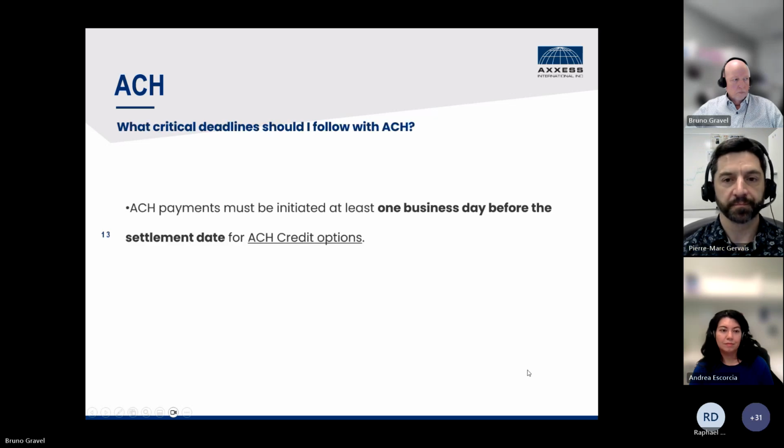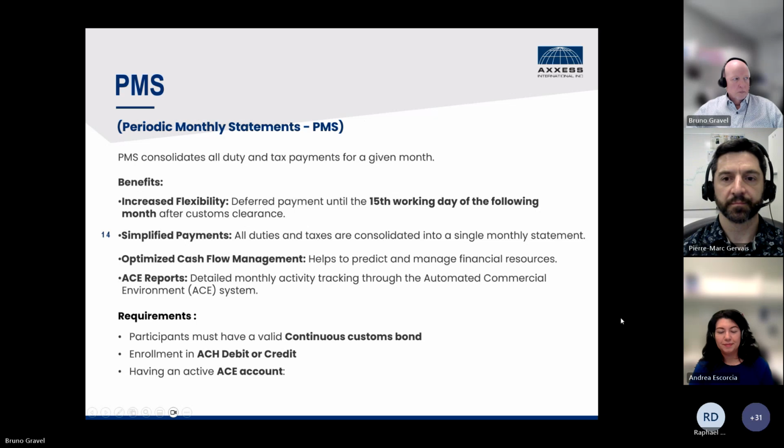Is there any critical deadline that we should follow with ACH? So ACH payments must be initiated at least one business day before the settlement date for ACH credit options. So this is essential to ensure that the amounts are available in your bank account and that you are able to do the transfer of payments directly to US Customs. Okay, that completes the section on ACH.